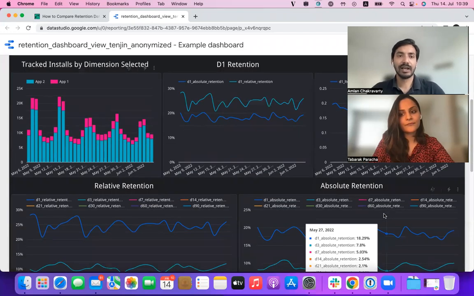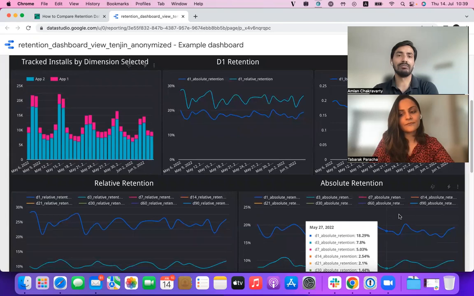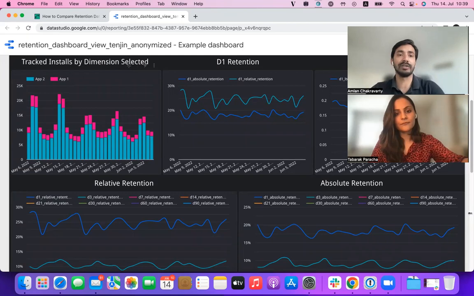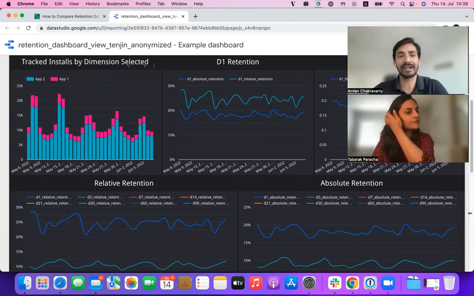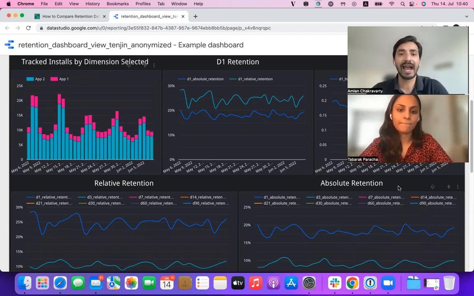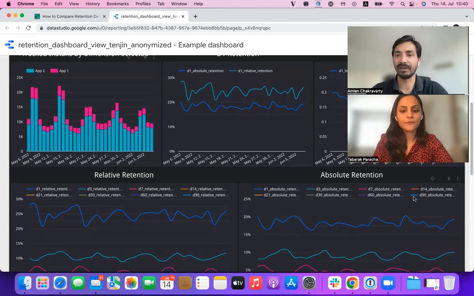Yeah, so here, what you see is a templatized dashboard which users can avail if they work with Growth FullStack. And what we have here on the left-hand side top is just two apps from, let's say, an app publisher, and what is the daily trending of different installs. And the second graph that you see is exactly what we talked about. For this templatized dashboard, we have both kinds of retentions enabled, and you could look at absolute retention or relative retention, whatever suits your needs or your app, and we could make it available for you.